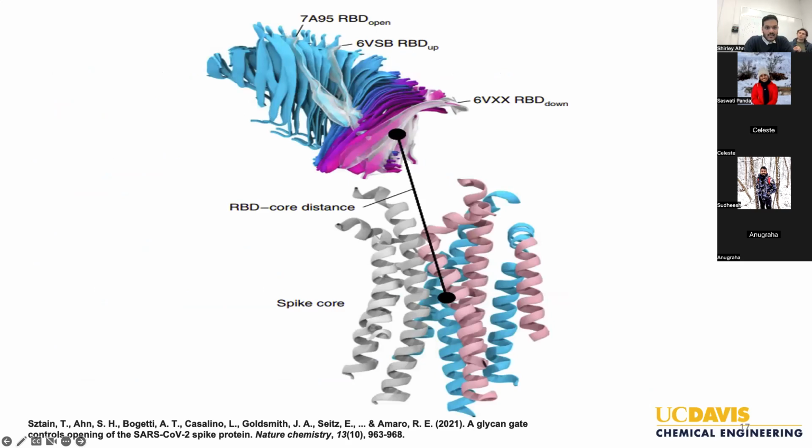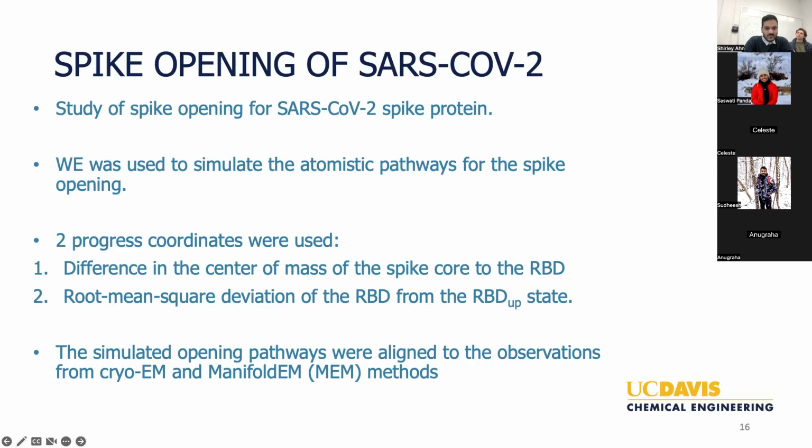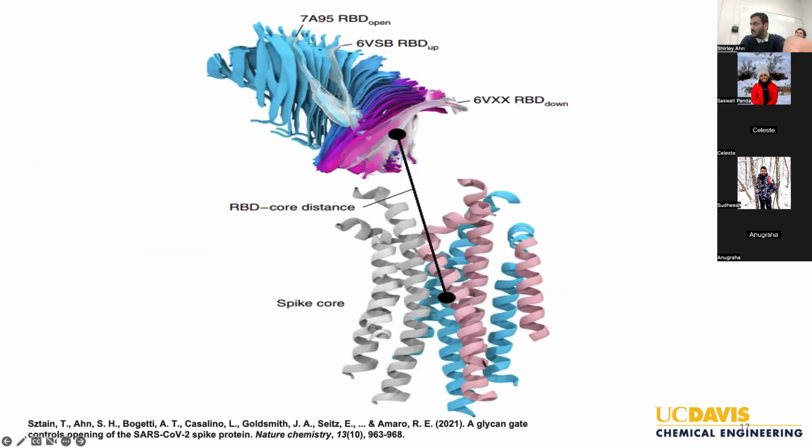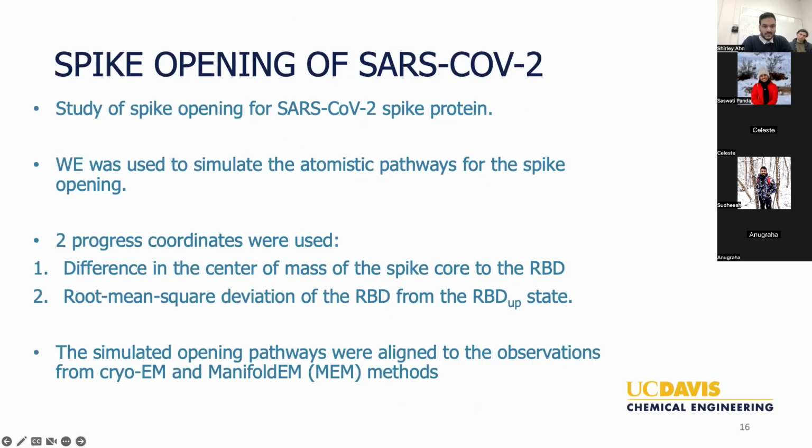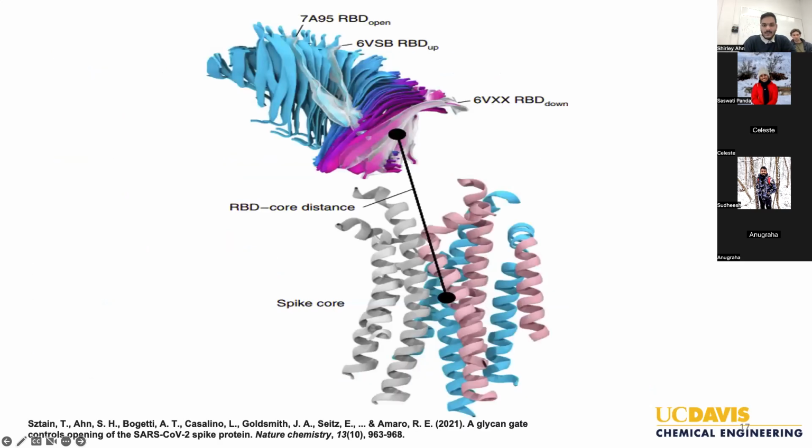One is the difference in the center of mass of the spike core to the RBD, which is the receptor binding domain. And the second one is how the RBD is oriented from its up state to its down state. That is measured using the root mean square deviation of the RBD. And it was seen that the simulations which were done using WE were very much in agreement with the observations from cryo-EM and manifold EM methods.